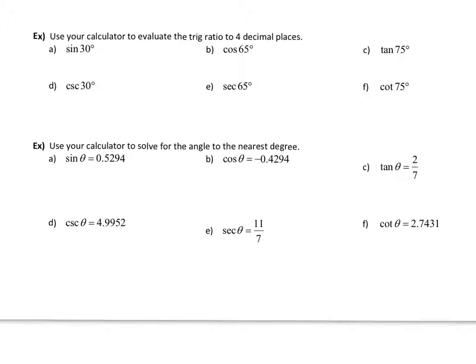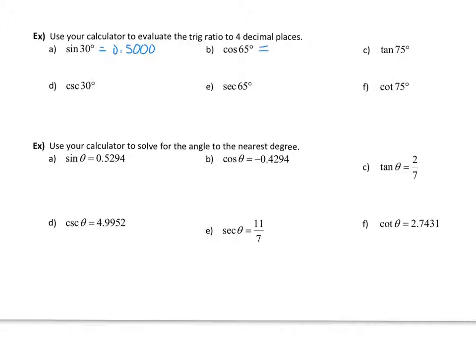Now, the first three you should be able to do knowing what you know already from the last few years. The sine of 30 degrees, you punch that into your calculator, you're going to end up with that equaling 0.5. I don't even need to take that to 4 decimal places. If I wanted 4 decimal places, I would just fill in the rest with zeros.